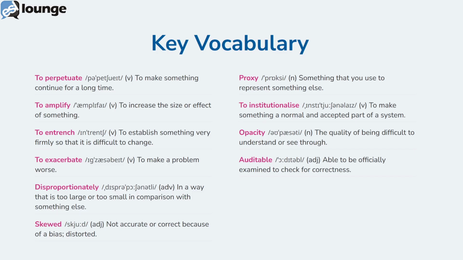Opacity, the quality of being difficult to understand or see through. Auditable, able to be officially examined to check for correctness. Great. Now you know the key words, let's read the story.